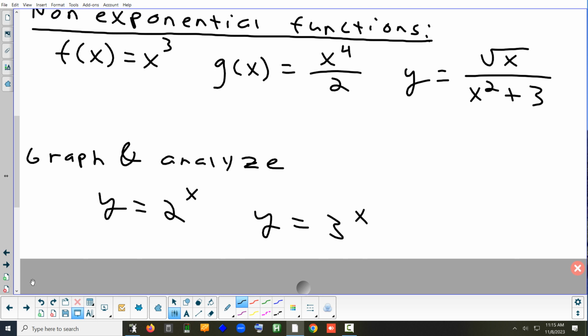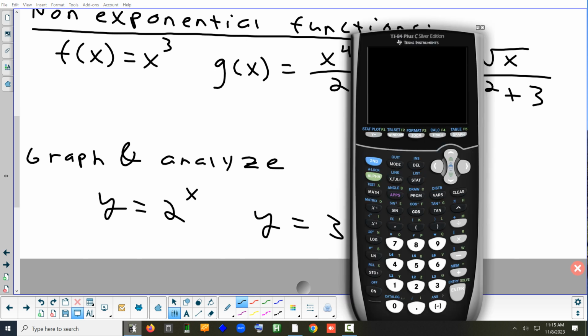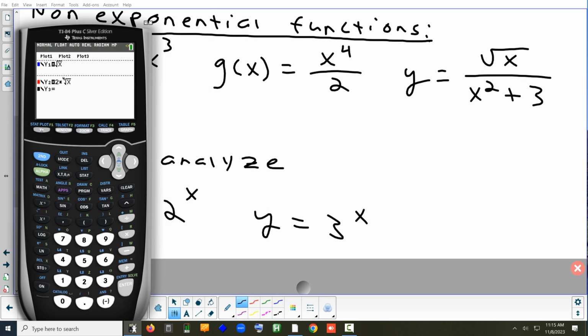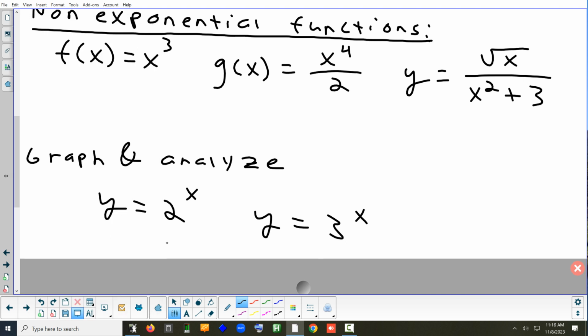All right, let's look at the difference between these two. 2 to the x and 3 to the x. So 2 raised to the x and 3 raised to the x. What happens as you start using negative exponents? Like if I did 3 to the -1, what does that mean? Yep. That would be 1 over 3. How about 3 to the -4?